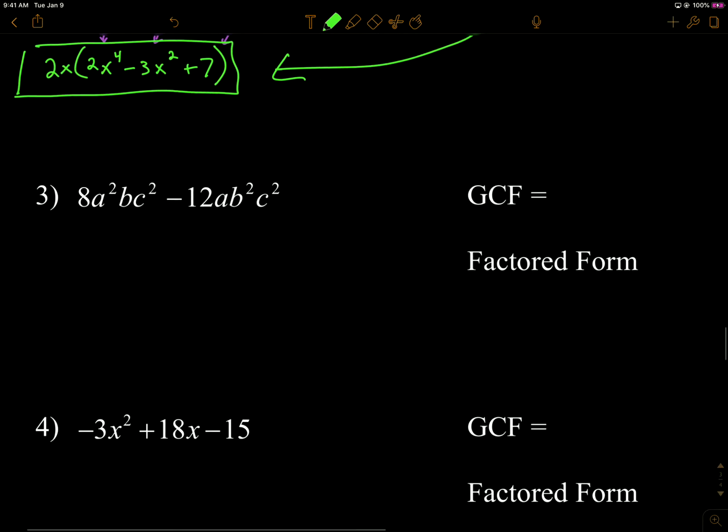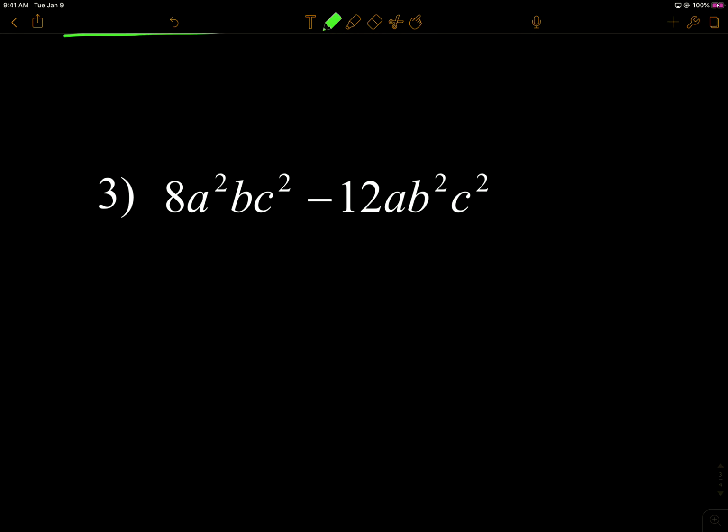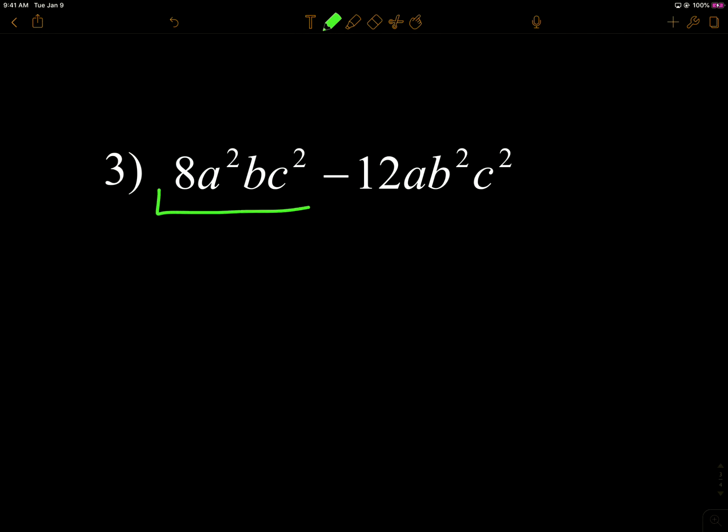All right, they want us to do the same thing here. What's the greatest common factor? Well, first of all, I like to determine how many terms I have. I have 2 terms. 8 and 12, the biggest number I can pull out is 4. A squared and a, the most a's I can pull out is always the lowest number. B's, the most b's I can divide out is always the lowest number, that b to the first. C's, they both have c squared, so I can divide that out. Remember, that's my greatest common factor.